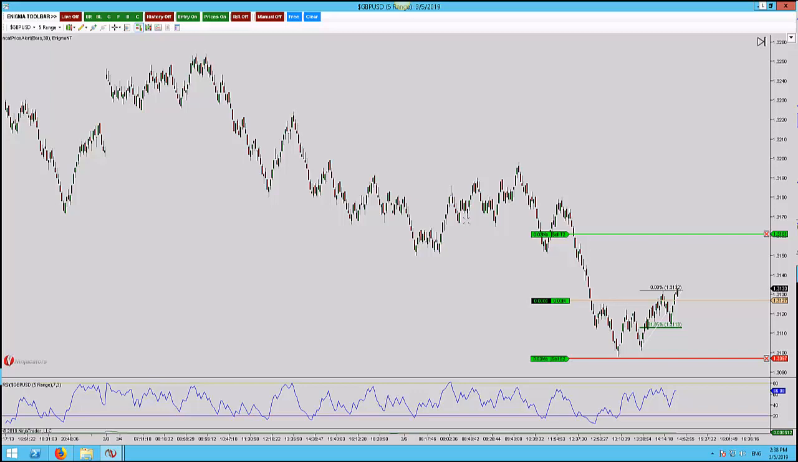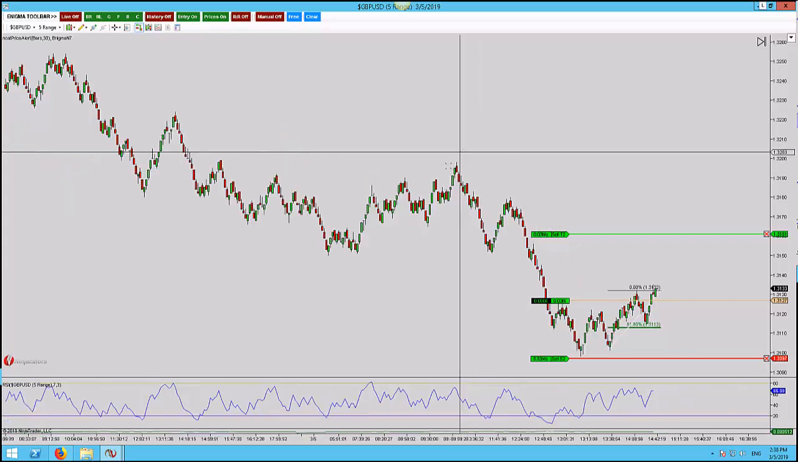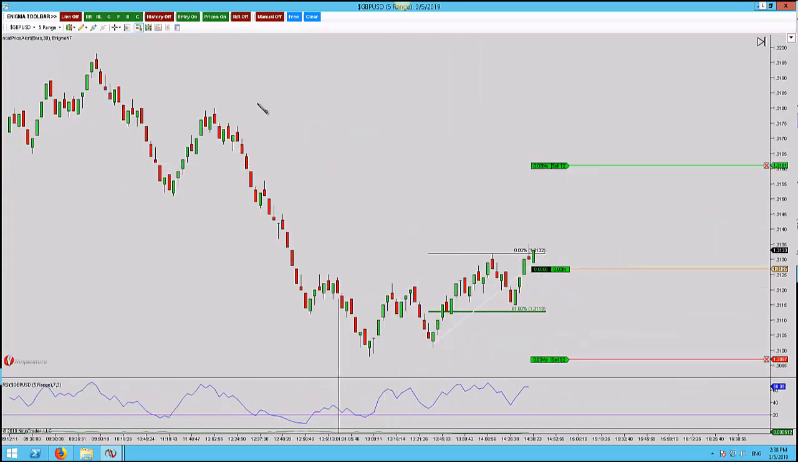We're on the pound dollar on the 5 range. I just got in this trade, so I thought I'd better be quick here and start the recording. We could just rally straight up here. So this is a head and shoulders on the 5 range. I will just talk through the trade.